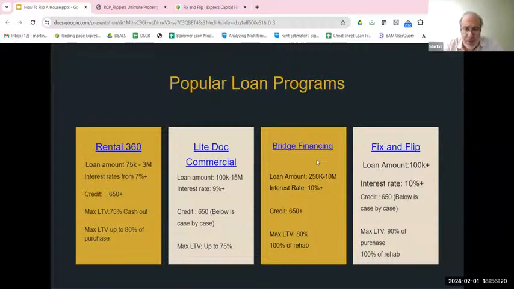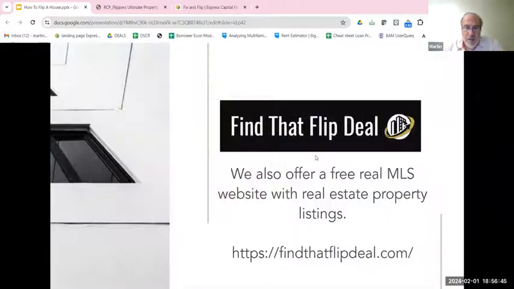On the right side, fix and flips, even though it says 100K minimum, we could do 75K minimum. Rates are anywhere from 10 to 11%. Again, we're not credit driven, so that 650 score, don't worry about that. We could do 90% of the purchase, 100% of the rehab. And then the light commercial is for commercial properties, and the bridge financing is for multifamily and mixed use on the bridge side. With that said, we are Express Capital Financing.